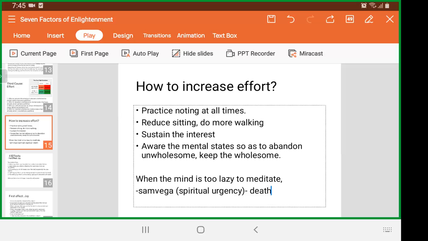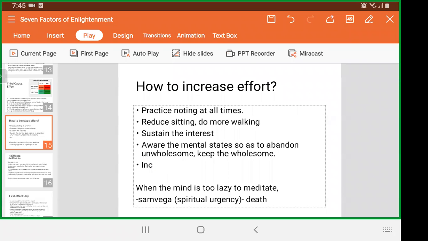Can we say the 5 faculties? That means we increase the effort on the 5 faculties, the spiritual faculties, mainly. So increase the 5 faculties. We will come to the faculties later. Good.